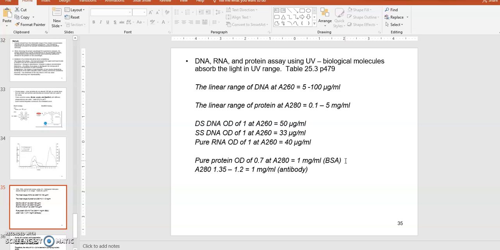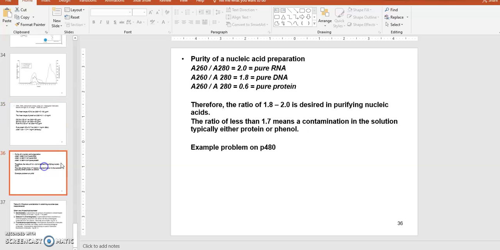So you have to understand the reference point for each protein would be different. Okay, and if it's antibody, it's about that absorbance that equals about 1 milligram per mil. So since it's not really accurate, you're not using this UV absorbance for quantifying protein samples. Instead, you use Bradford assay.